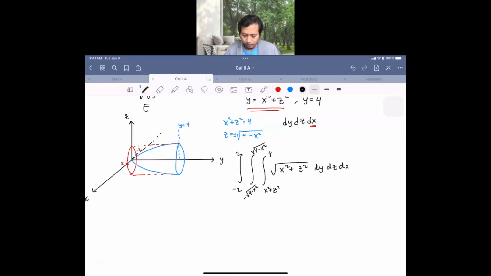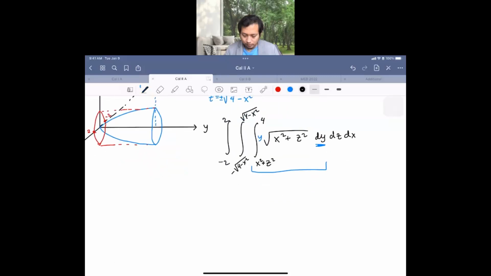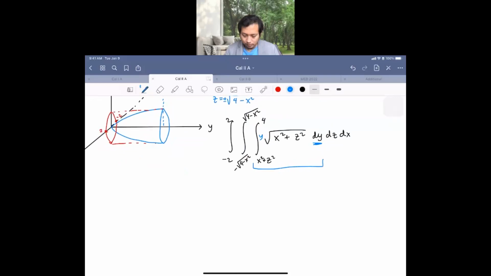The inside one is easy to calculate, right? Because it's just dy and there is xz inside, so we just plug in y here for the integration. And for the outside integrations, I think this is the complex one. Because it's circular, remember that we can convert this to polar.